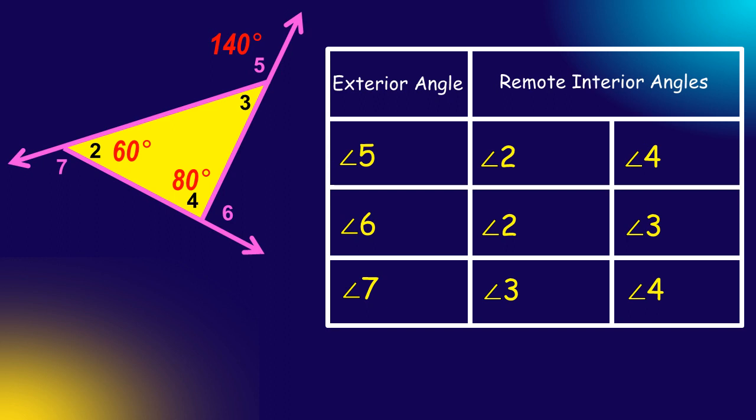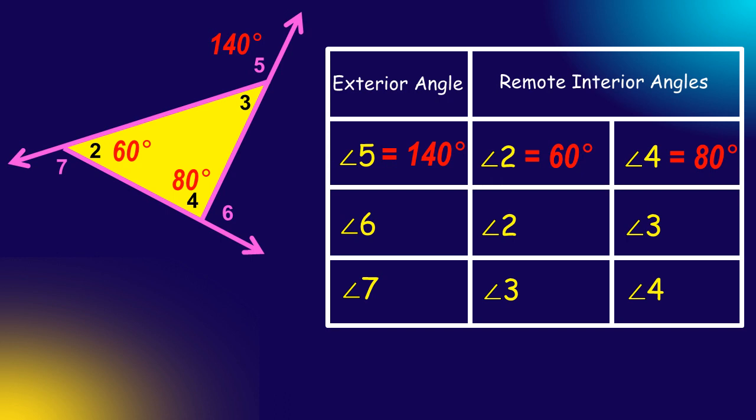Alright, so we can still get the measurement of the remaining angles. Let's find out one by one. Okay, first just let us write the measurement of angle 5, which is 140 degrees. Also angle 2, 60 degrees, and angle 4, 80 degrees. Okay, so for us to get the measure of angle 6, look at that. Angle 6 is an exterior angle. At ang kalapit ni angle 6 is angle 4. Tignan mabuti yung angle 4 and angle 6.